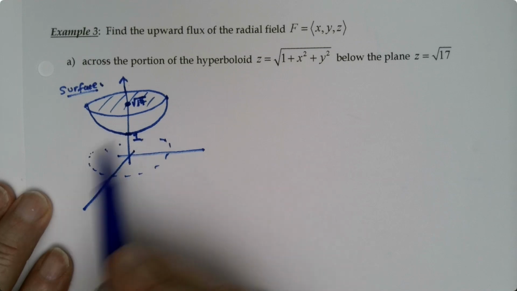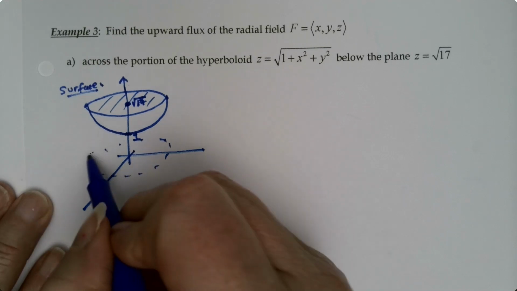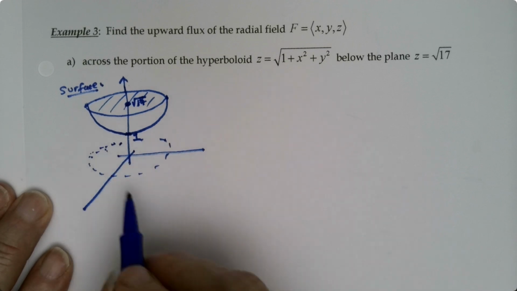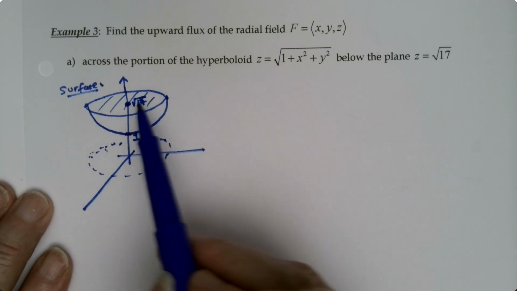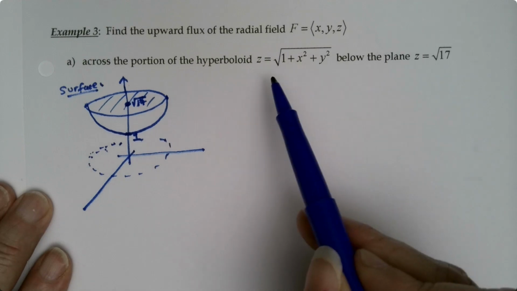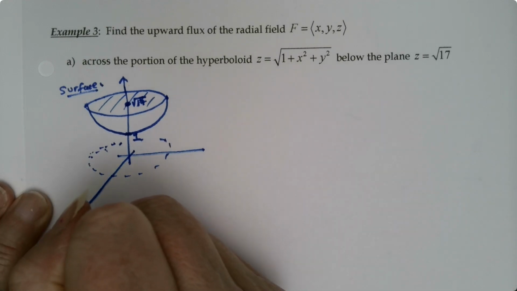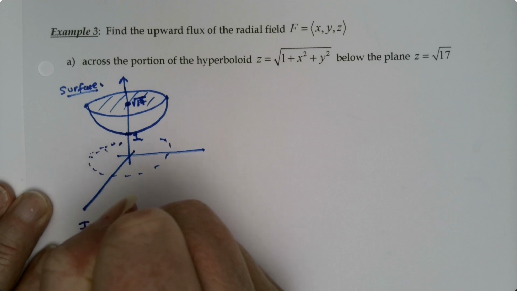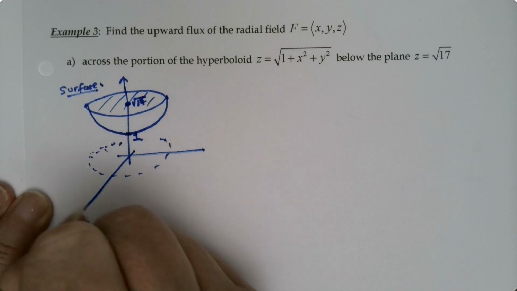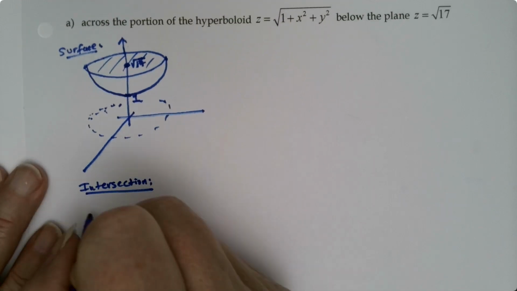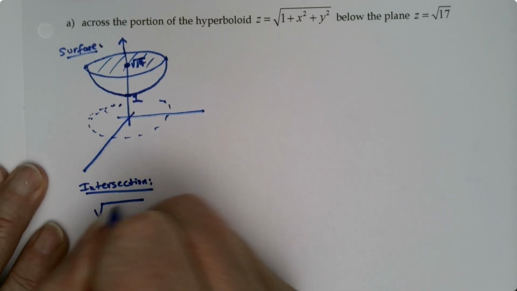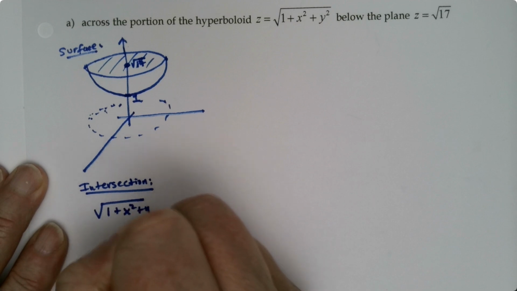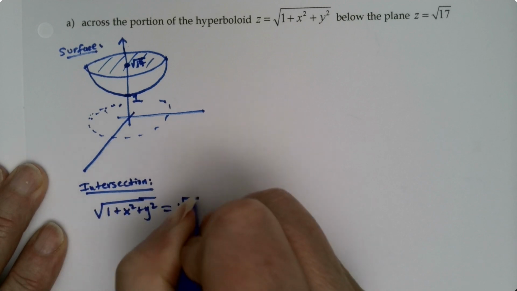All right, well, I drew it on the Maple, but how did I get that? Well, I want to know where these two are going to be equal to each other. So to find r, I need to find the intersection. We've been doing this a long time. You set the two z's equal to each other. So the square root of 1 plus x squared plus y squared equals the square root of 17.